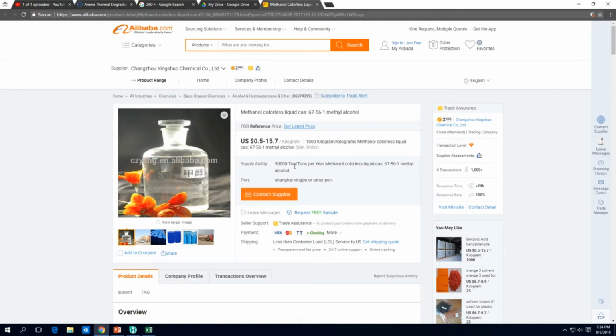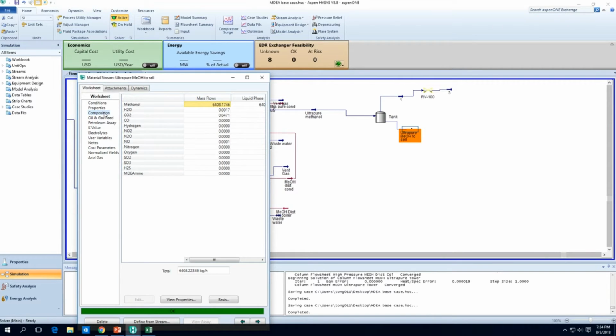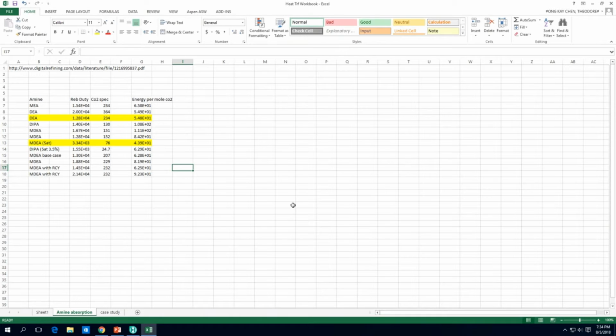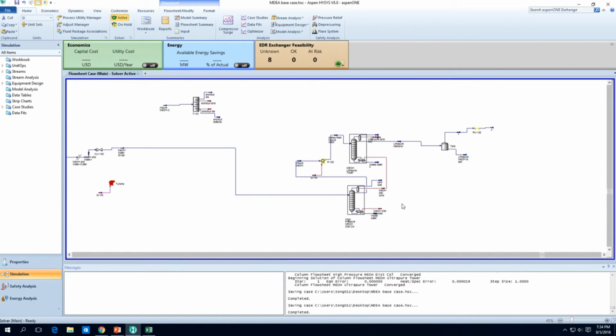Let's see what these Alibaba guys are doing. 5,000 tons per year. So this is 6 to 7 tons per hour, and let's say 1 year has 8160 hours times 6.4. Okay, so that's about the supply ability of this plant. So yeah, we are able to produce that kind of methanol at this reasonable industrial capacity using this setup.